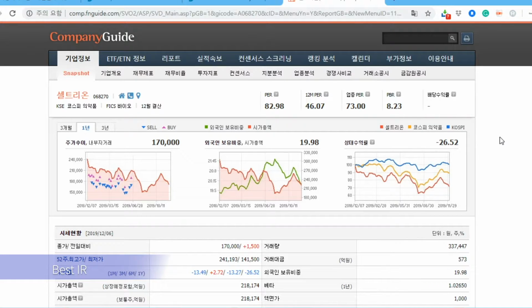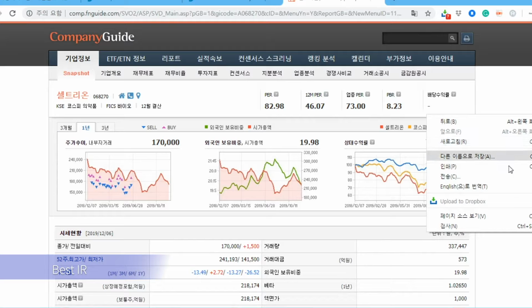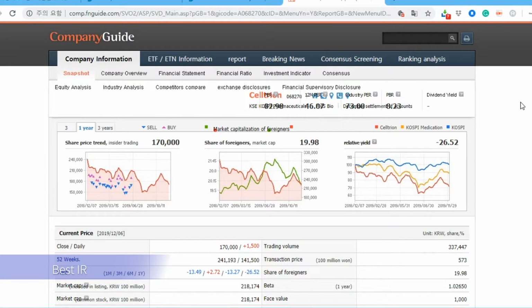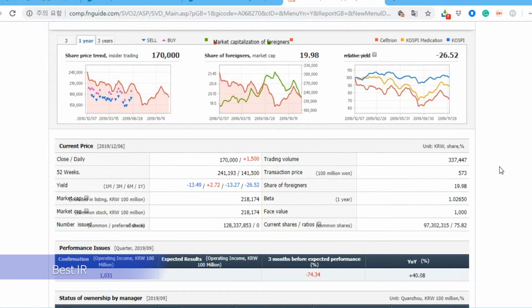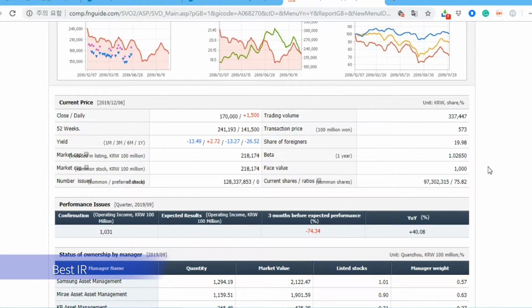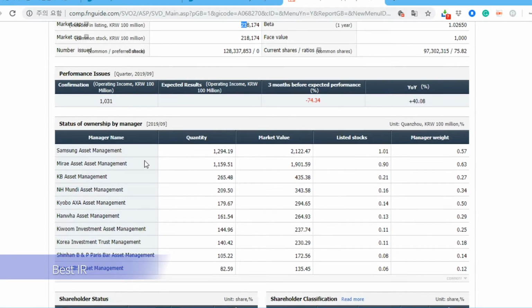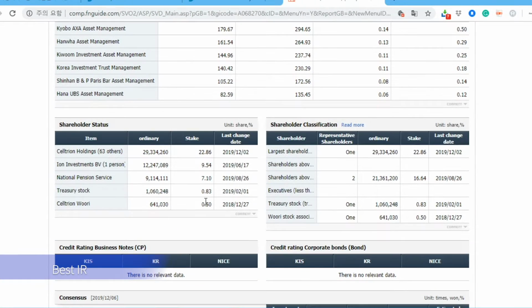So this company is Celltrion, one of the largest biopharmaceutical companies in Korea. Their price is about 170,000 won, slightly up from the previous day. It has about 22 trillion won in market capitalization. The largest shareholder is also Samsung Asset, according to Fnguide.